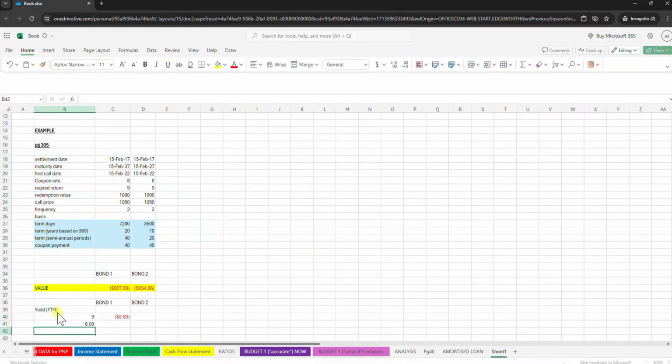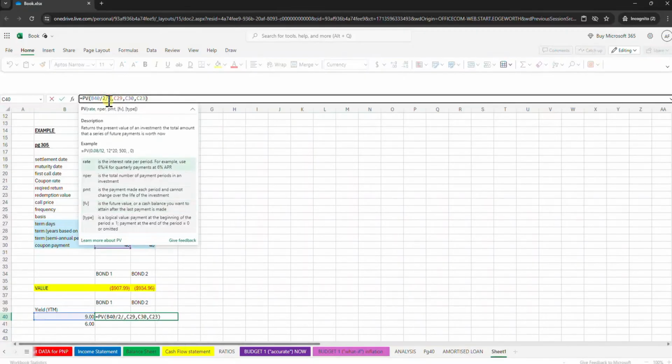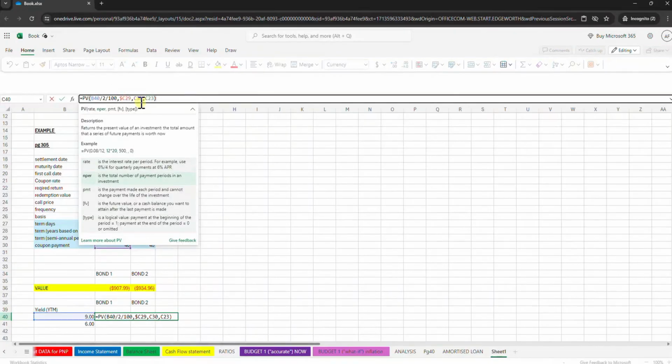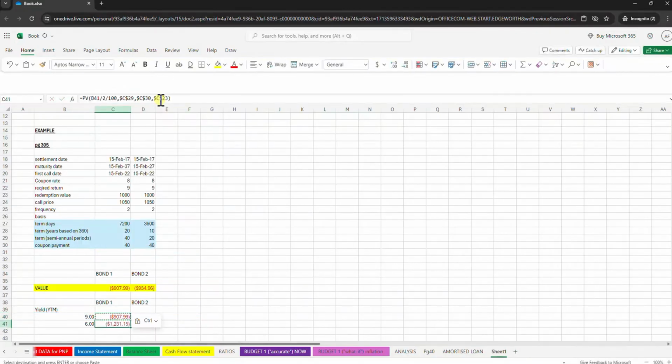Okay, so let's leave it as a whole number. Let's just put some decimals in there. Okay, so this needs to change. Divide by 2, divide by 100. Okay, there we go. All right, so there's the one. Copy. Oh, before we copy, we need to fix some cells. Okay, so everything there needs to fix. Fix that, fix that. All right, copy, paste. All right.